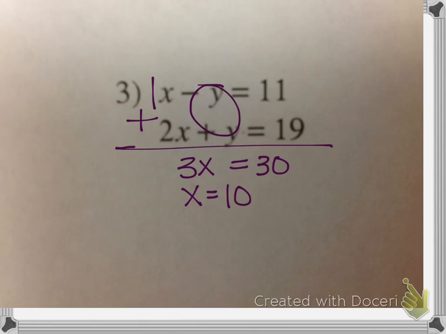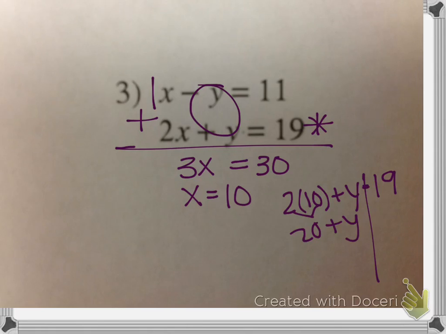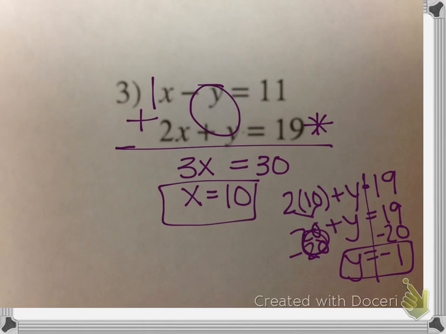So now I'm going to plug it back in. I'm going to use the bottom equation again. So I'm going to have 2 parentheses 10 plus y equals 19. 2 times 10 is 20 plus y equals 19. So I'm going to minus 20, and y is -1. So we've got x is 10, y is -1.